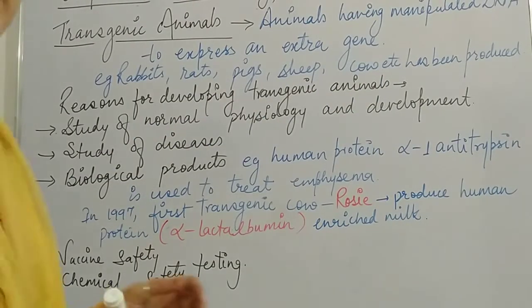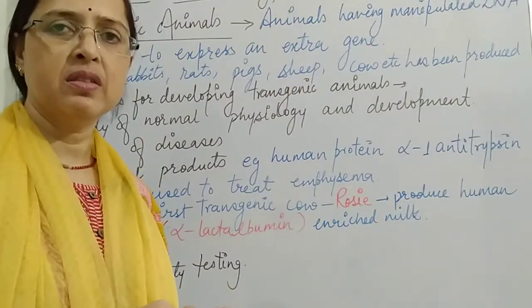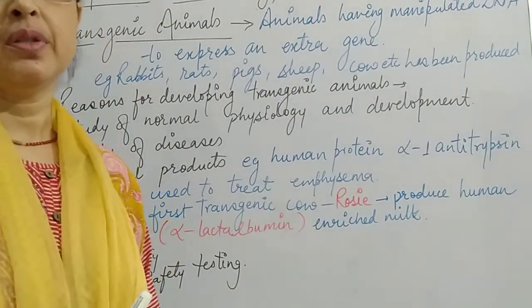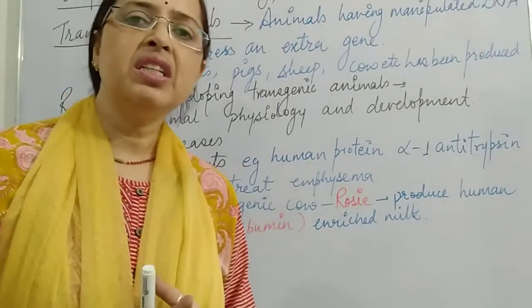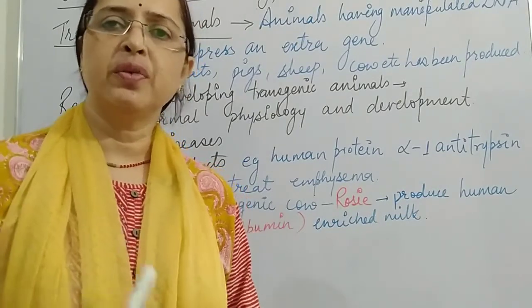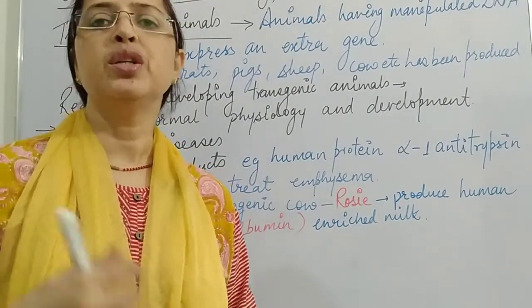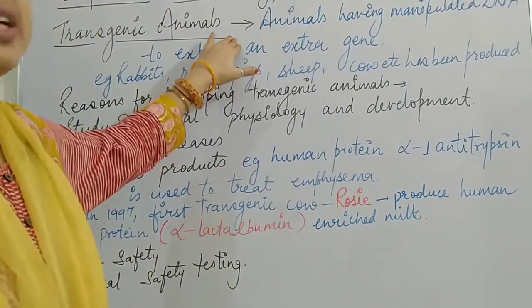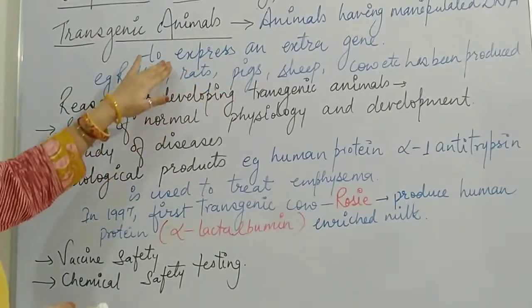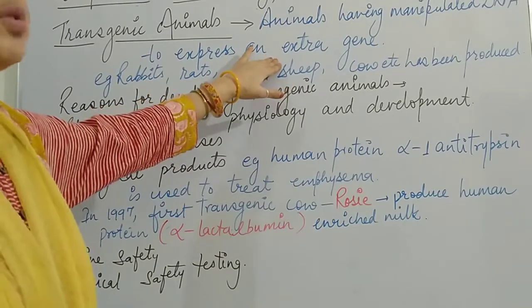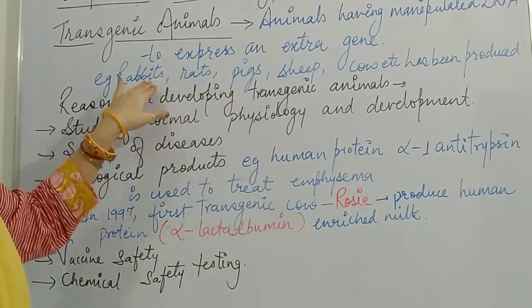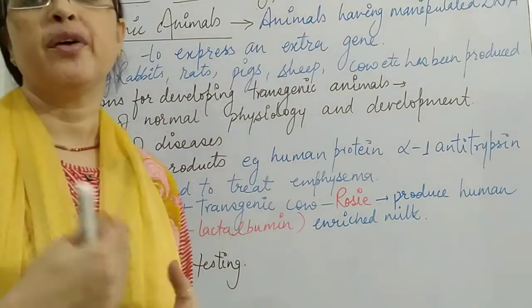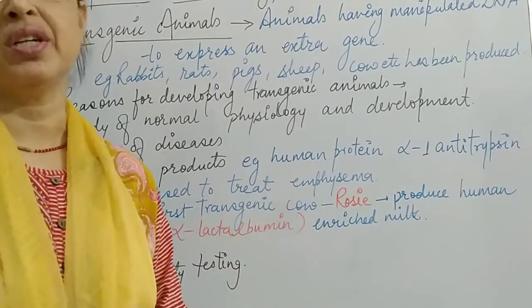Now students, after the applications of biotechnology in medicines, we are going to discuss transgenic animals. You all know about transgenic animals and how they are produced. That means the genes of one organism are transferred into another organism, so that the new character can be seen or observed. The definition of transgenic animals: animals having manipulated DNA to express an extra gene. This is being done in rabbits, rats, pigs, sheep, cows, etc. These animals have been produced by this treatment.